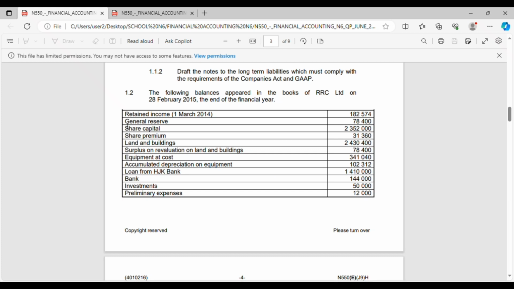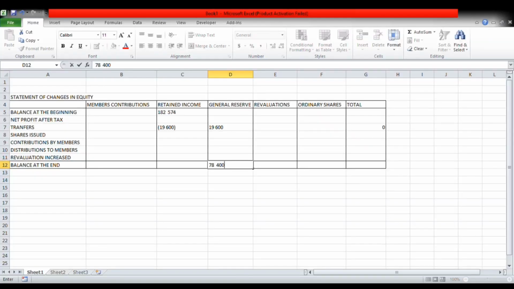Let me try to highlight. So here's 78,400. This amount is going to be the balance at the end, 78,400. Okay, because we have determined the balance at the end of the year, in order for us to determine the balance at the beginning of the year, technically this one is going to be the easiest. Why? Because you must ask yourself, how did they determine the balance at the end? We're dealing with the general reserve, remember. So how did they determine the balance at the end? Because the transfer is not indicated inside the bracket, which means they took the balance at the beginning, they added that amount of 19,600, they got the balance at the end.